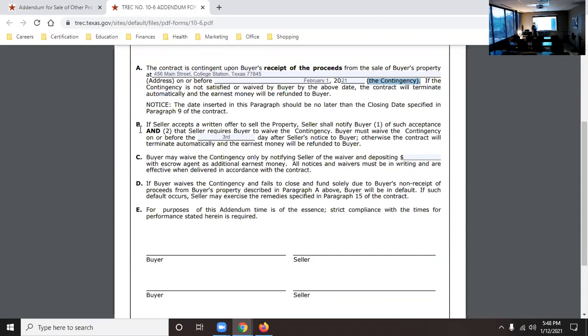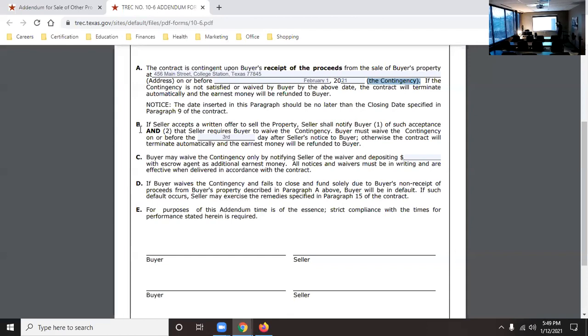So if Mr. Travis wants to take Mr. Grossman's offer, it does not automatically mean that Colton is out of the contract. Okay? It just means that Mr. Travis is telling Mr. Colton, you need to waive your contingency, so either you're going to buy my house without the contingency, or you're going to get out of this contract and let me go use Mr. Grossman's. Okay? So it's saying that the buyer must waive the contingency on or before the 3rd day after the seller's notice to the buyer.